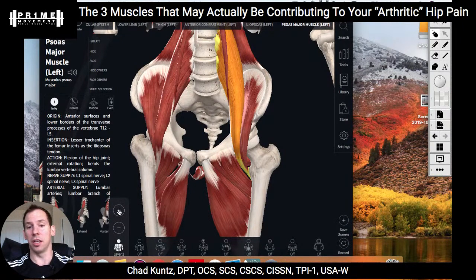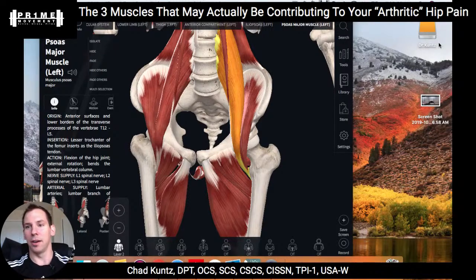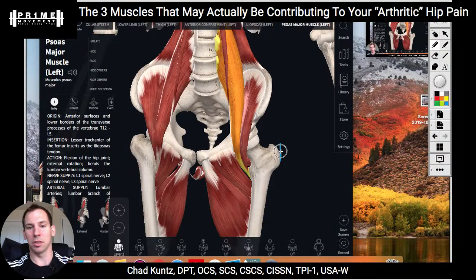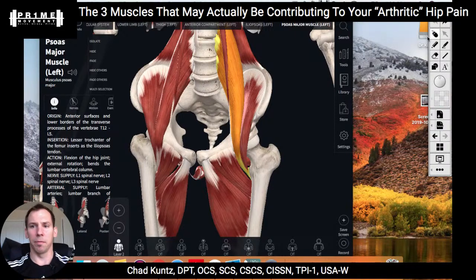I just touched it. I really can't touch the inner part of the head of the femur. All right, I can touch out here, or sometimes people develop bursitis, but I can't touch in here. So I can't recreate your same pain by palpating your joint. But if I recreate your same pain by palpating the psoas, that's a different story, right? So that's the first muscle that I wanted to cover.